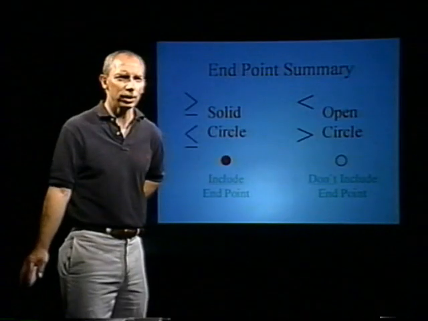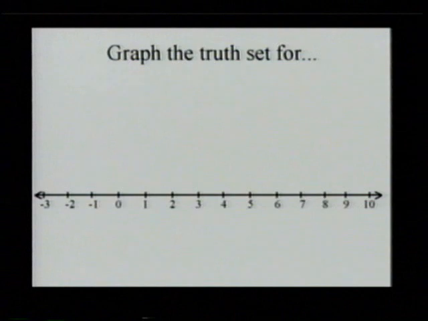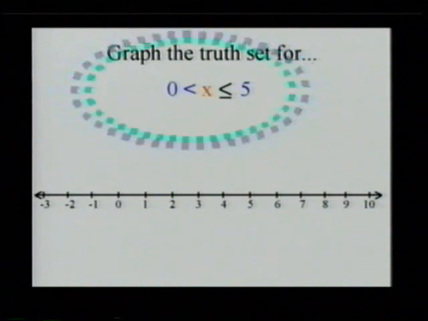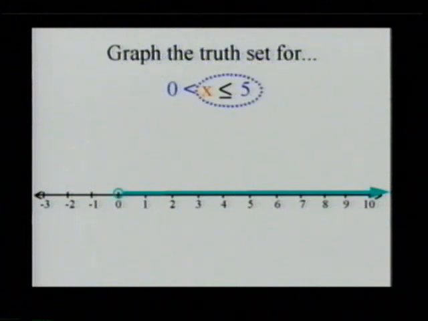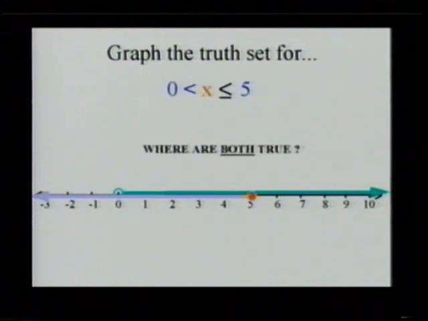How is that involved? Well, let's take a look. We did a problem something like this. Graph the truth set of basically two problems. This would be read, x is greater than 0. How would I graph that? Note that it is an open circle because it's not "or equal to." And x is less than or equal to 5 would go there. In this case, I'm looking for all the parts of the graph that are on both graphs. Where are they both true? And that was this area here.